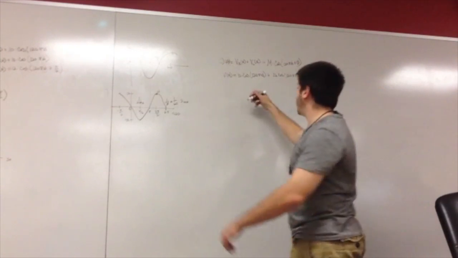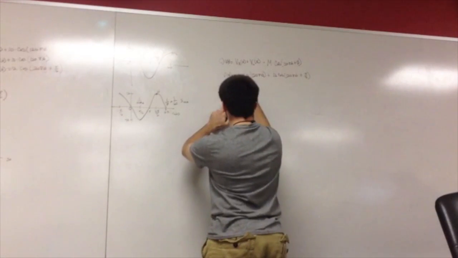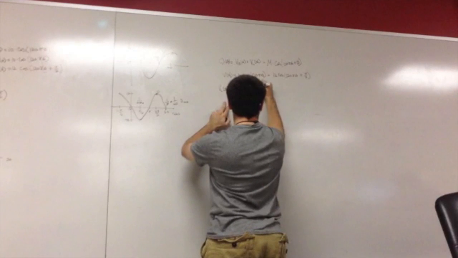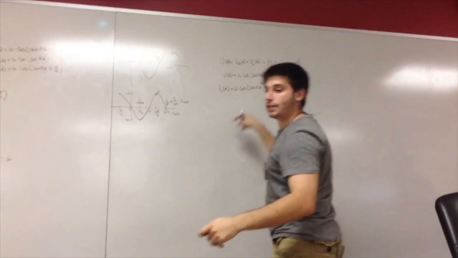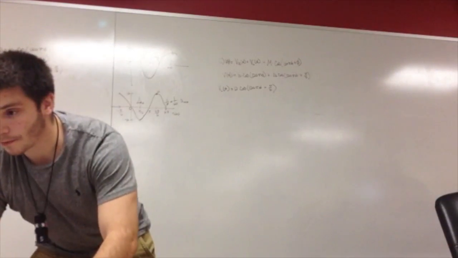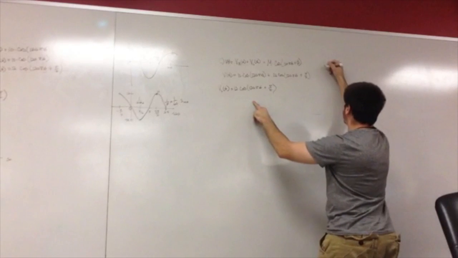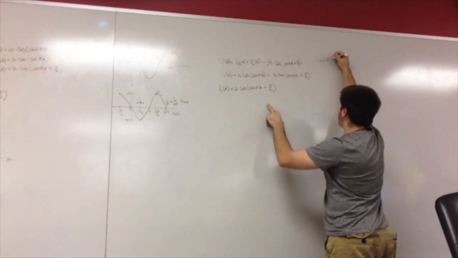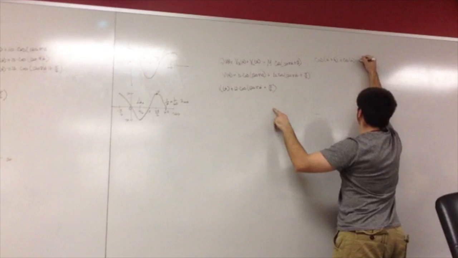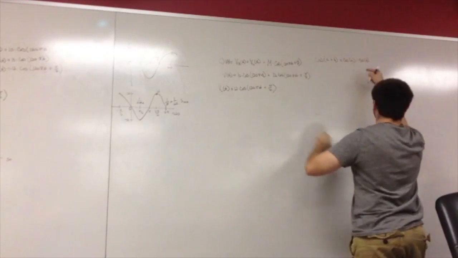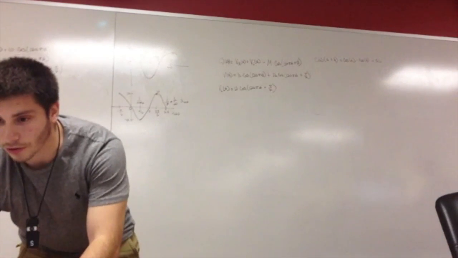The only way to handle this is to use a trig identity. So V sub L of t equals 12 times the cosine of 120 pi t plus pi over 2. The identity is that the cosine of an angle A plus B equals the cosine of A times the cosine of B, I think minus sine. Let me look real quick.